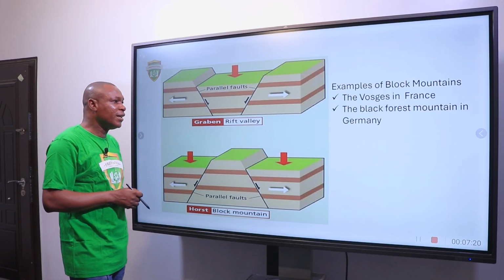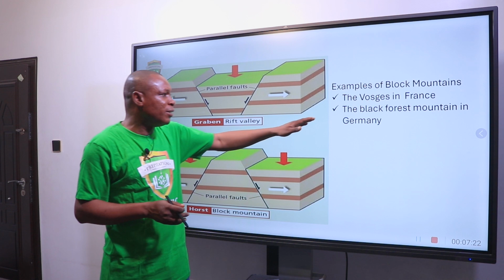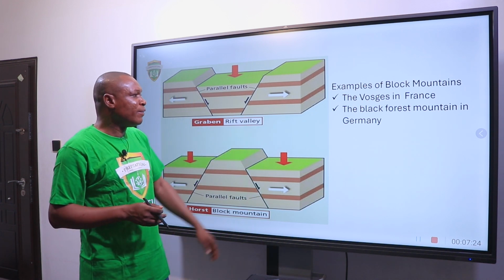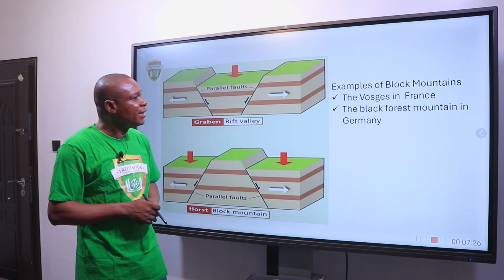Examples of block mountain. We have the Vosges Mountain in France. We have the Black Forest Mountain in Germany.